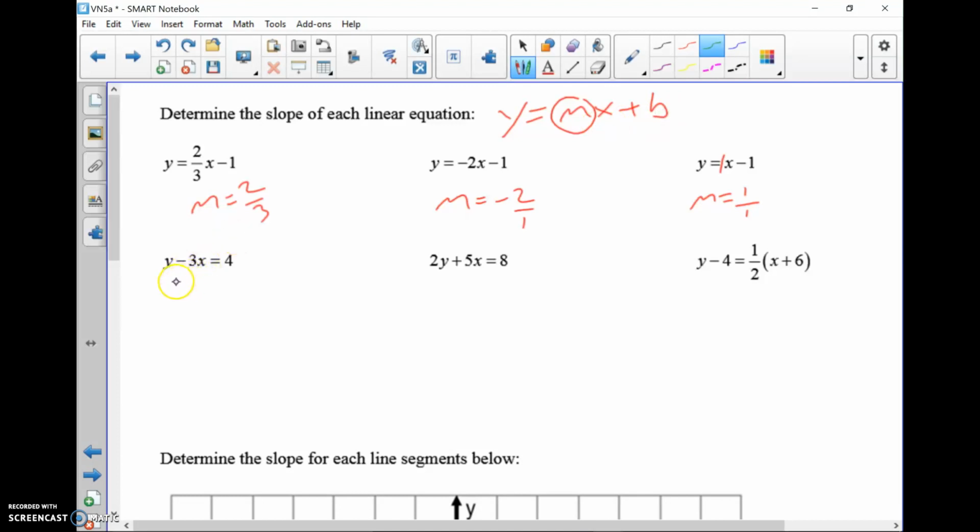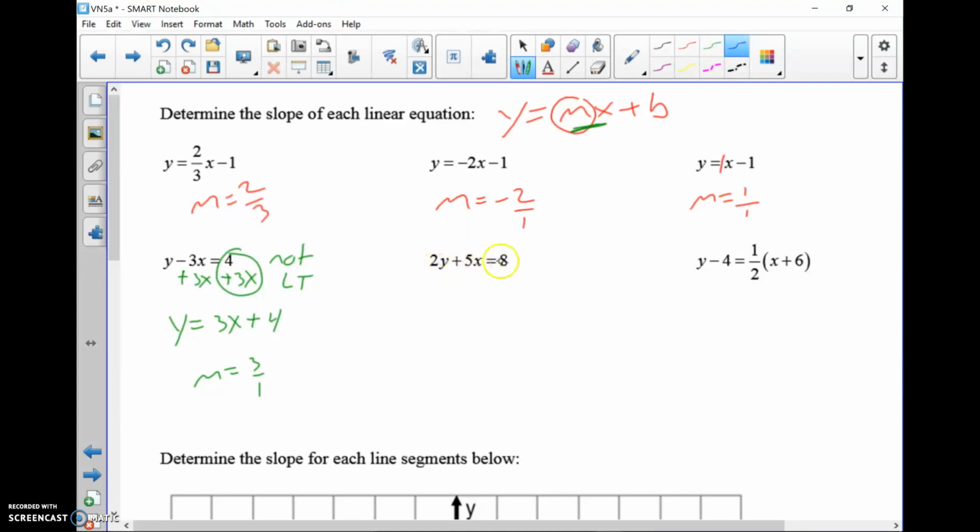So we want to get it to be y equals. We want to solve for y. So all I can do here is I can add that 3x over to the other side. Now this 4 plus 3x, these are not like terms. So I can't combine them together, but that's okay. I don't want to. I want to just put them next to each other. What should go first? Well, the mx should go first. That's the 3x. And then the 4 goes second. It's a positive 4, so plus 4. So I can see here my slope is 3, the coefficient of x. And we put it over 1.